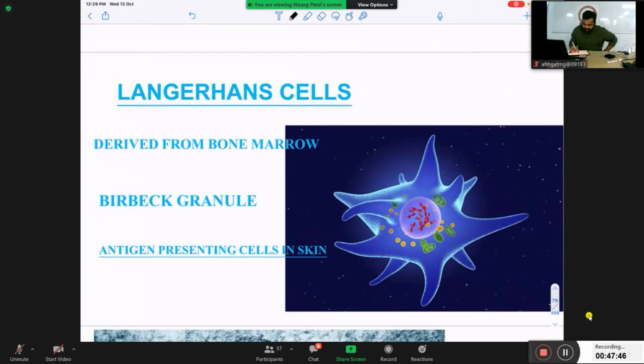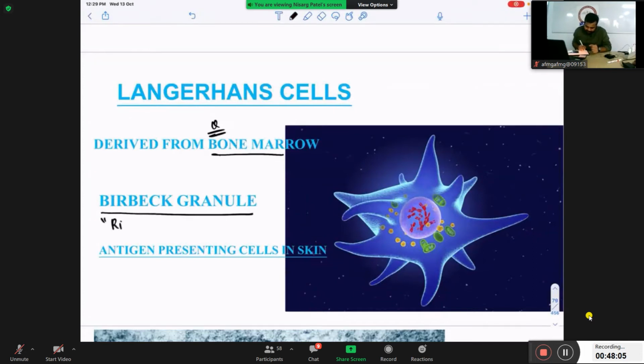Langerhans cells are derived from the bone marrow. They are derived from the bone marrow. It has a granule which is known as a Birbeck granule.